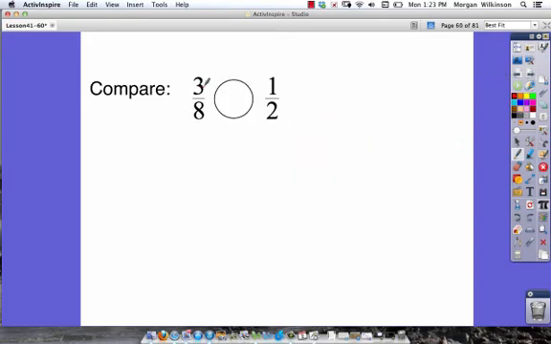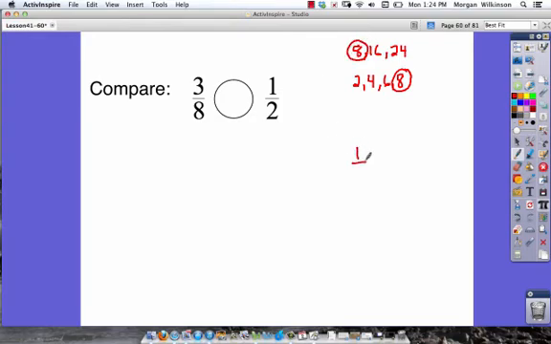Okay, now we need to compare 3/8 and 1/2. If we want to compare 3/8 and 1/2, let's go ahead and change them so they have the same denominator. So 8 would be 8, 16, and 24. 2 would be 2, 4, 6, 8. Oh, we can stop there. We've got our least common multiple. The first number they both had in common was 8.